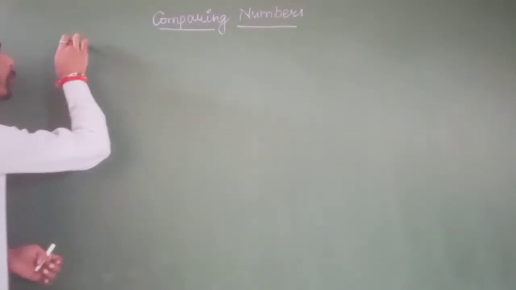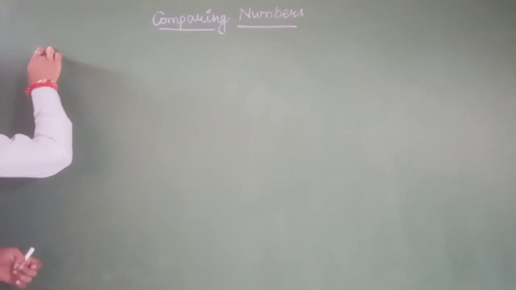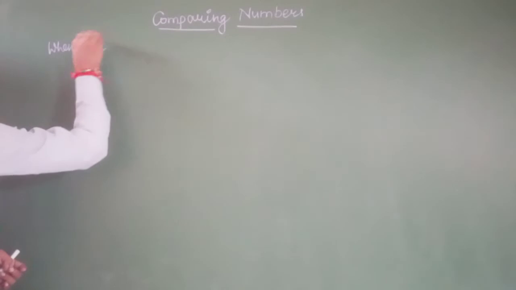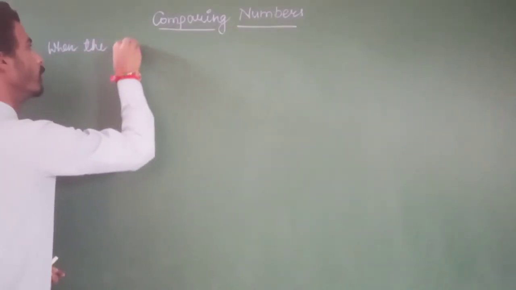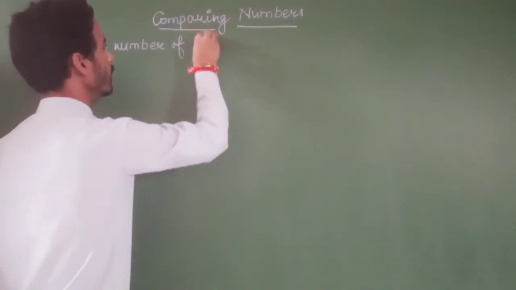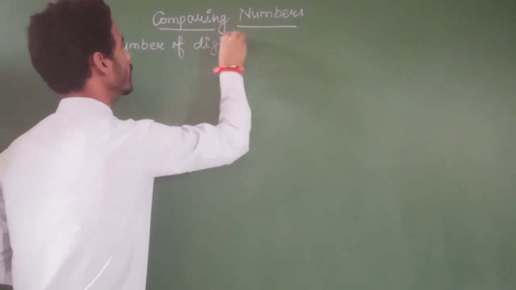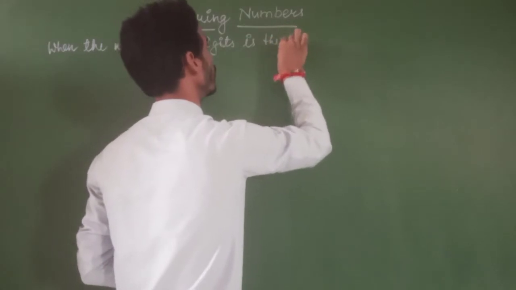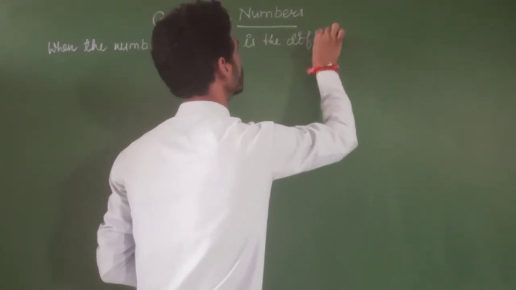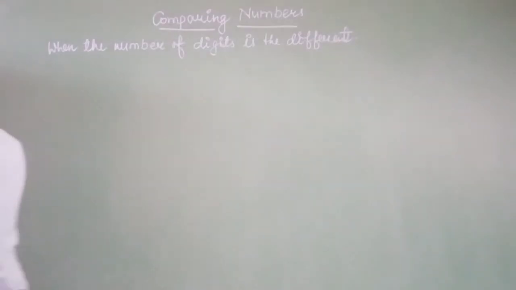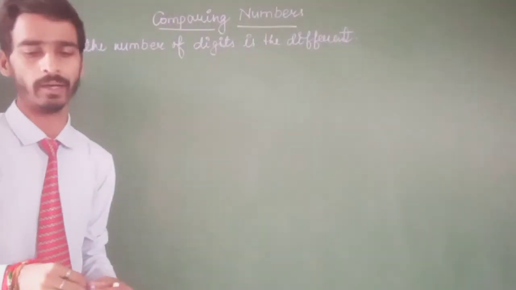When the number of digits is different, what do we have to do and how can we compare numbers?